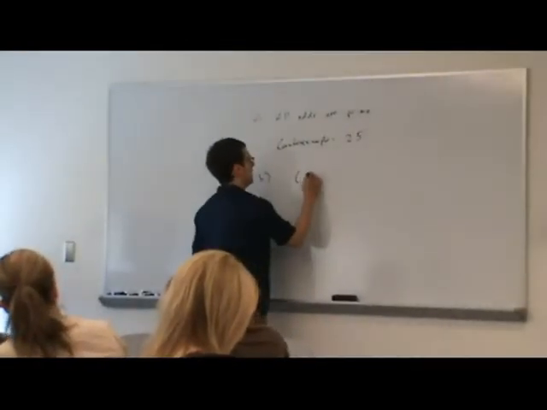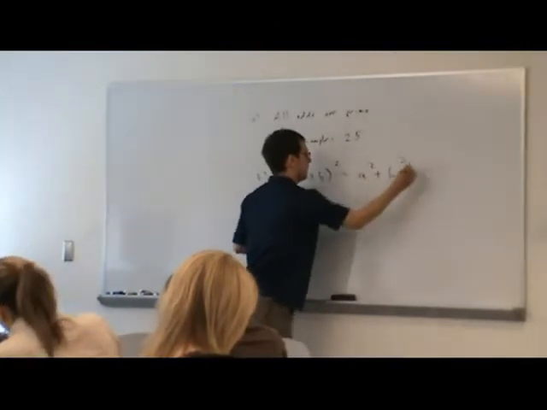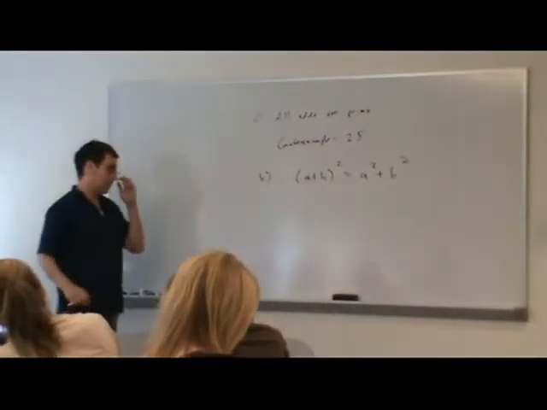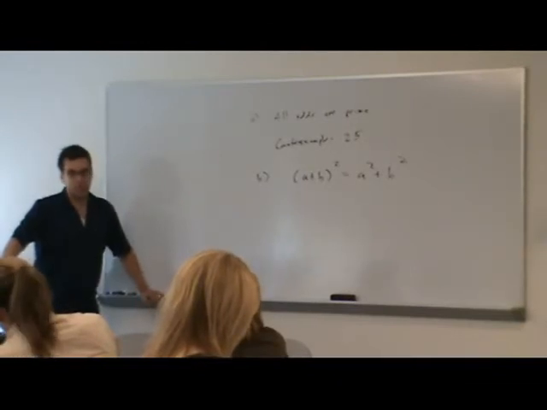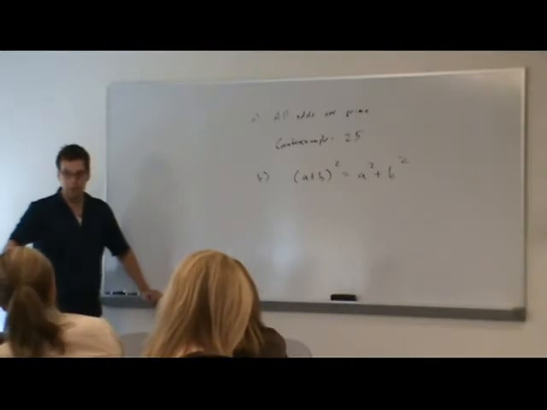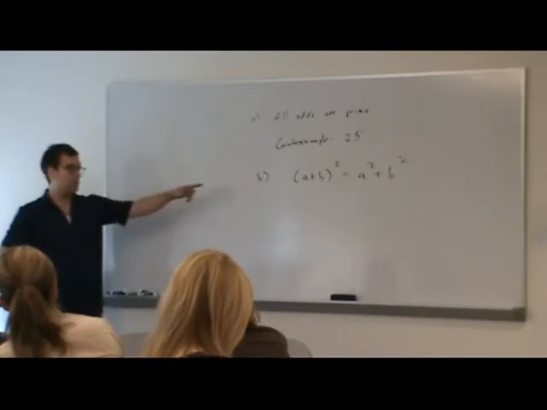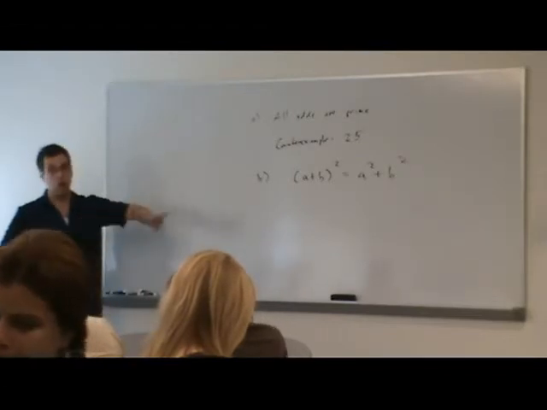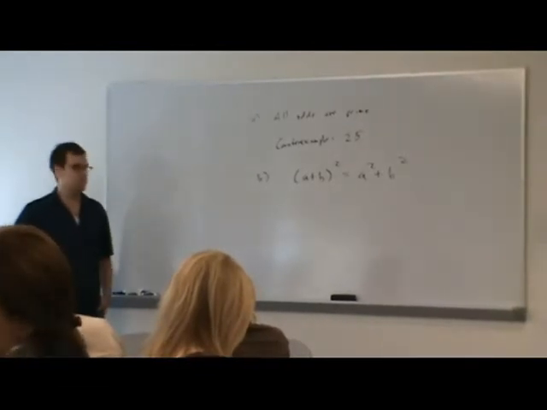In part B, a student claims, and now again, when someone is claiming that a plus b the quantity squared is equal to a squared plus b squared, what they are claiming is that equation is true for all a and b choices, right? Because if you claim an identity, it is something that is true all the time. So if you're claiming this is an identity, you're claiming it's true all the time. Well, how do you prove this statement wrong?